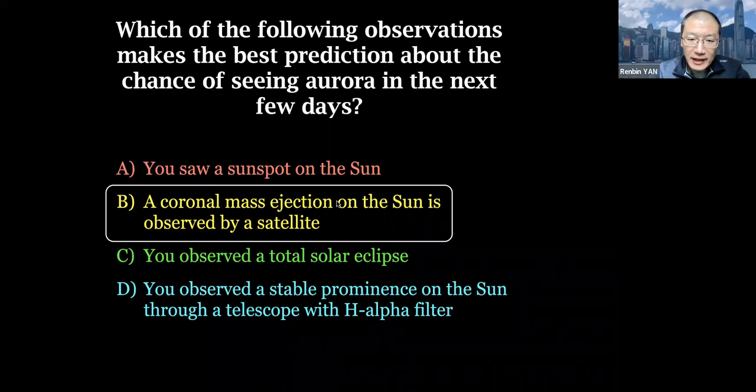And for the other three options, the total solar eclipse has nothing to do with auroras. That's just us getting into the moon's shadow. And sunspot is a solar activity, but it's not a very strong kind of solar activity. And stable prominences also happen a lot on the sun. They're usually related to sunspots, and they're also a low level activity of the sun, not as strong as a coronal mass ejection. So this is the best prediction for seeing strong auroras in the next few days.